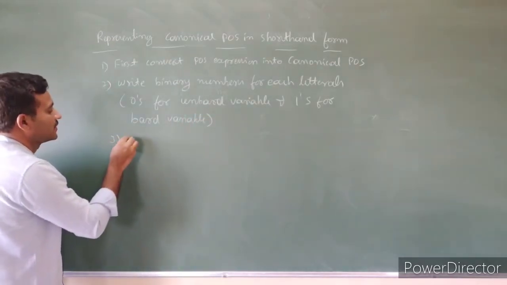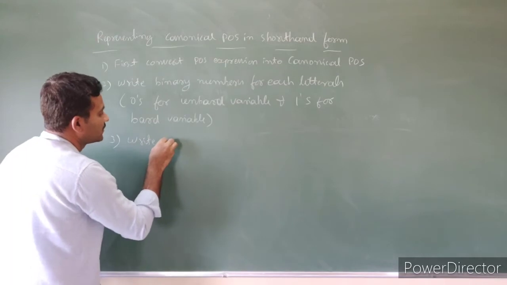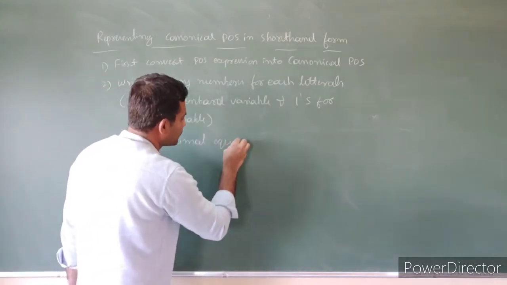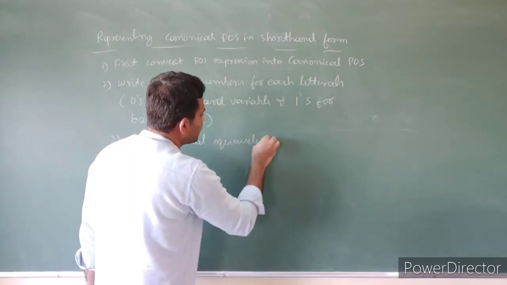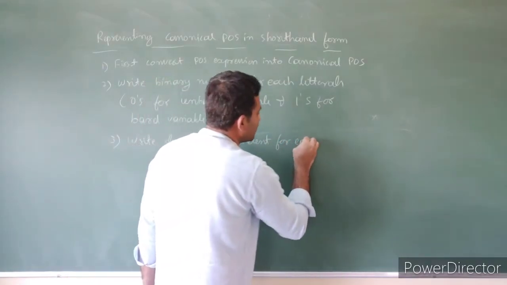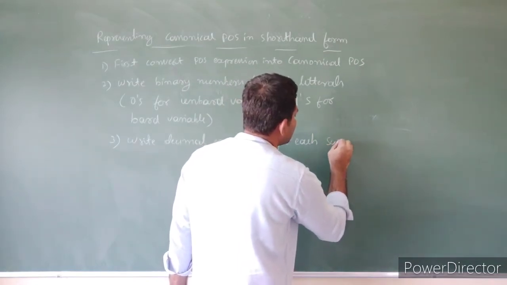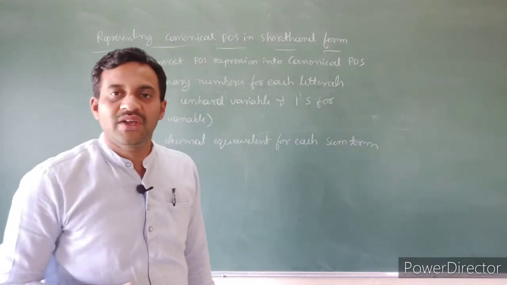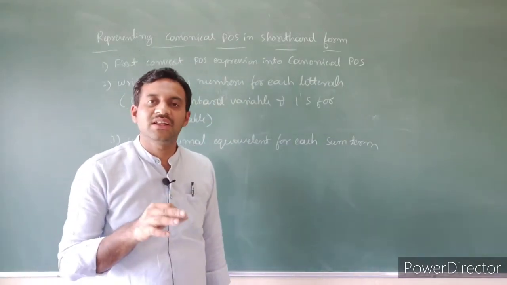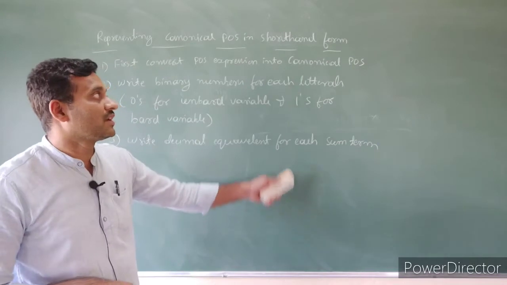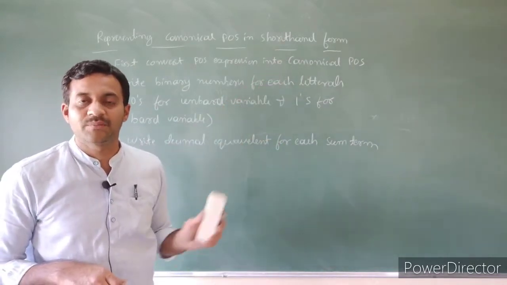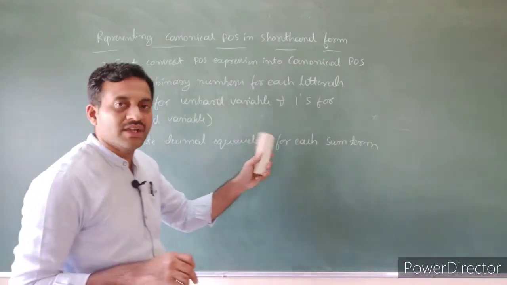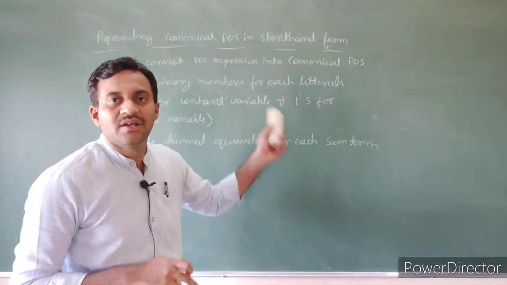This is the third step, write the decimal equivalent for each sum term. Why is it a sum term? A POS expression has sum terms. Sum terms are logically multiplied. That is the meaning of product of sums. So write the decimal equivalent for each sum term. So this is the procedure.